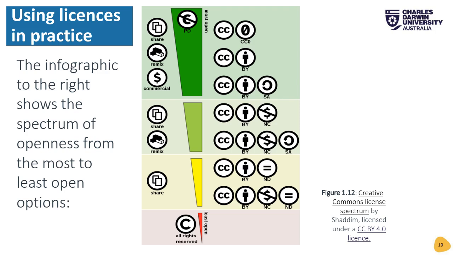Looking at the Creative Commons licenses in a visual form, the infographic here shows the spectrum of openness from the most to the least open options. So you can see if we have CC BY or the CC in the public domain or the CC BY SA, that is seen as the most open of the Creative Commons licenses. And then we go all the way down to the all rights reserved, which is the least open.